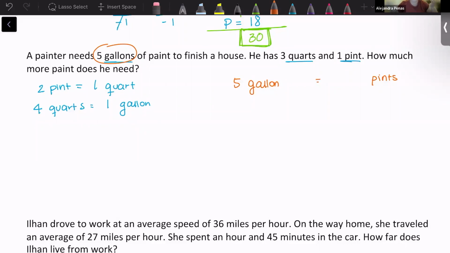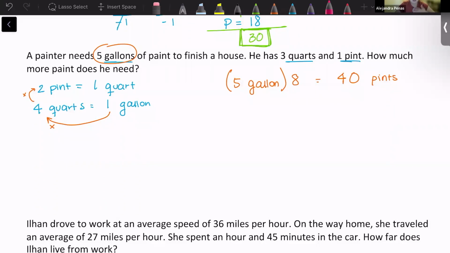Now the question is, multiply by what? We're going to go from gallons to quarts, so we would have to multiply by 4. But then from quarts to pints, we would have to multiply by 2. So in reality, we're going to have to multiply by 8 because 4 times 2 is 8. So if I multiply this by 8, that's going to give me a total of 40 pints. That is how much paint he needs, right?